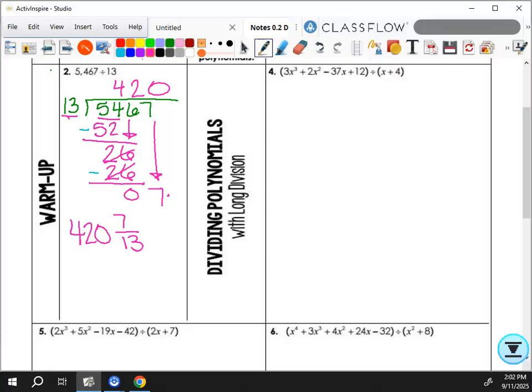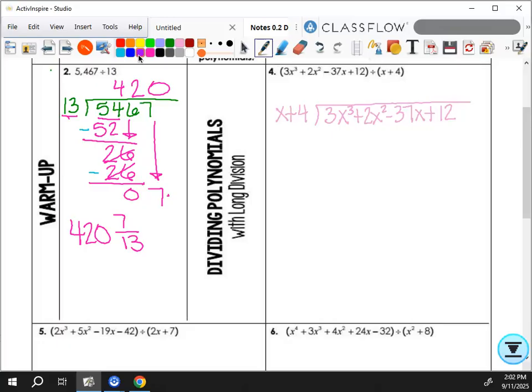Okay. So now let's take those exact same steps and make them into polynomial stuff without making things harder than they need to be just because they look ridiculously hard. So we're going to take x plus 4, and we're going to divide it into 3x cubed plus 2x squared minus 37x plus 12. Okay? Sometimes I write things wrong and say things wrong.